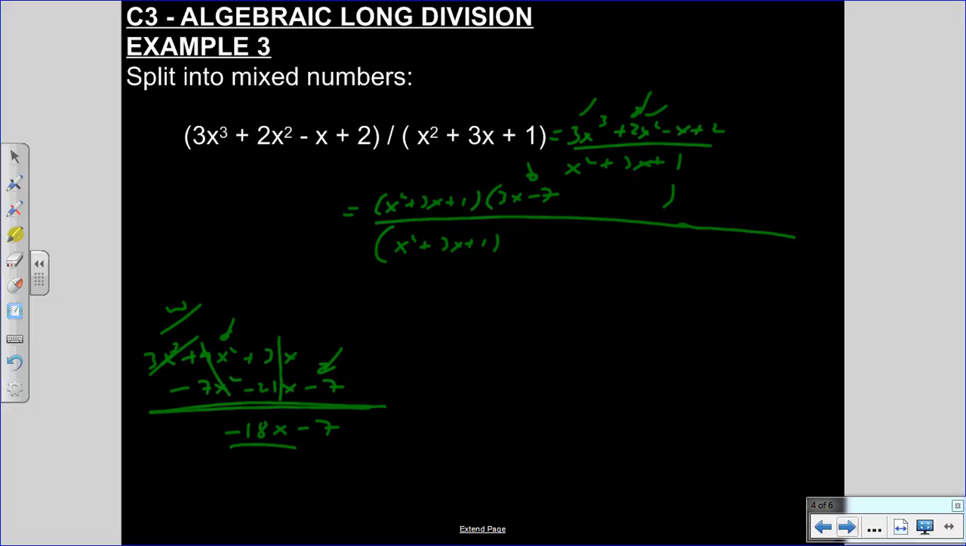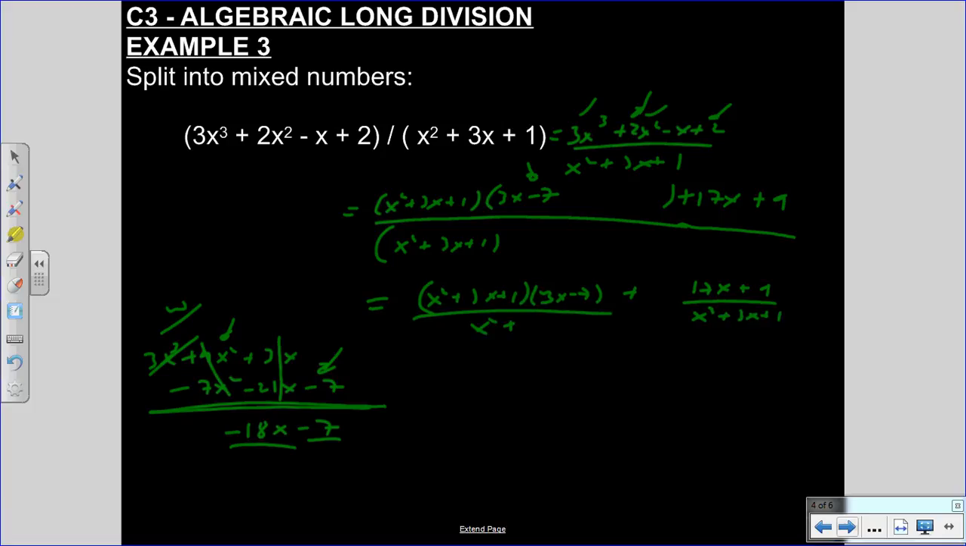So I've got minus 18x, I need minus x, so I need to plus 17x. And I've got minus 7 and I've got plus 2 here, so I need to plus 9. Split it up, so x squared plus 3x plus 1. 3x take 7 plus 17x plus 9 over x squared plus 3x plus 1. x squared plus 3x plus 1, they cancel. So you're left with 3x take 7 plus 17x plus 9 over x squared plus 3x plus 1.